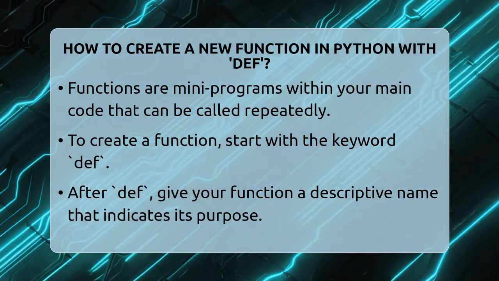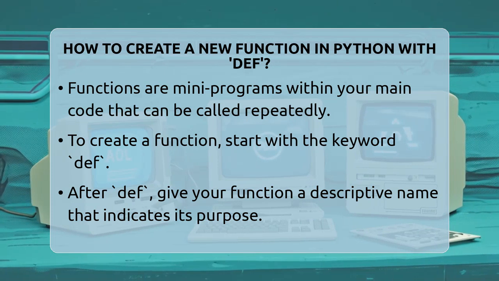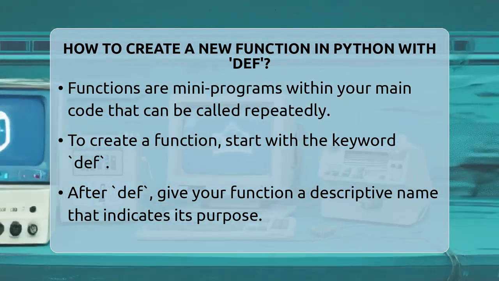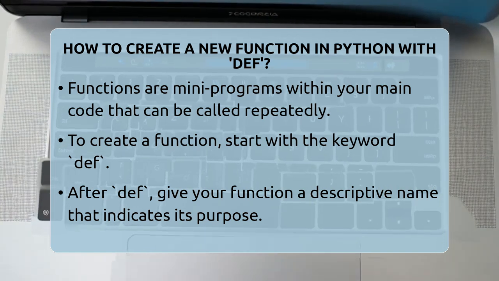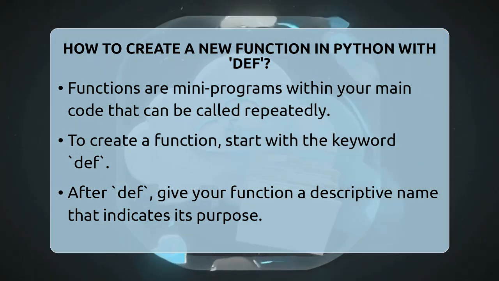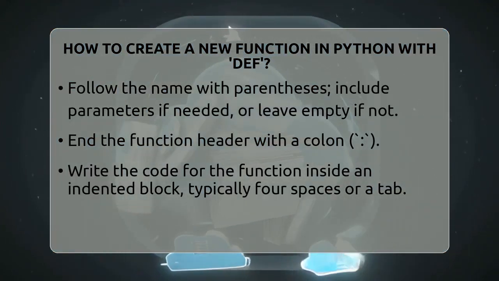To make a new function, you start with the keyword def. This tells Python you are defining a new function. After def, you give your function a name. The name should be descriptive so you remember what it does. For example, if you want a function to say hello, you might name it greet.